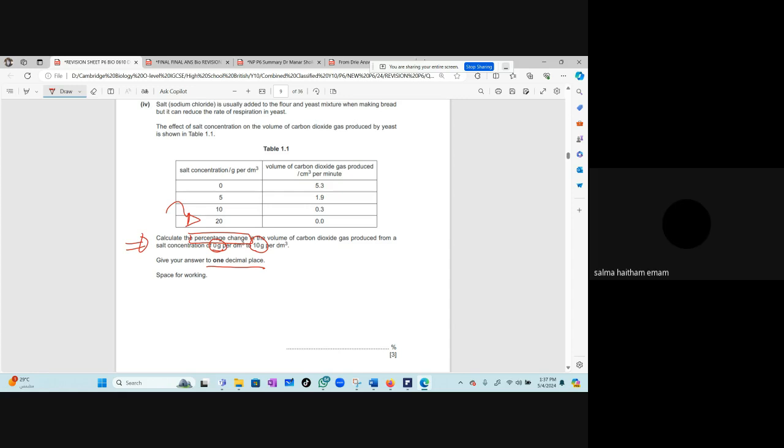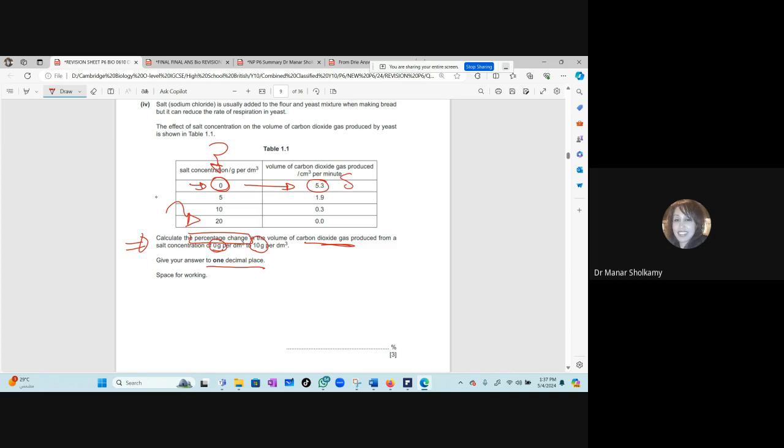From 0 to 10. Very good. So when it is 0, I don't take this. Some students take this value, my dear. They want the volume of carbon dioxide produced when the salt concentration was 0. Read the question. So this is the starting value. This is the starting, not the 0, the volume of carbon dioxide at concentration 0.